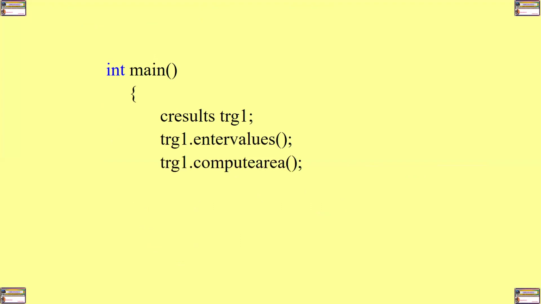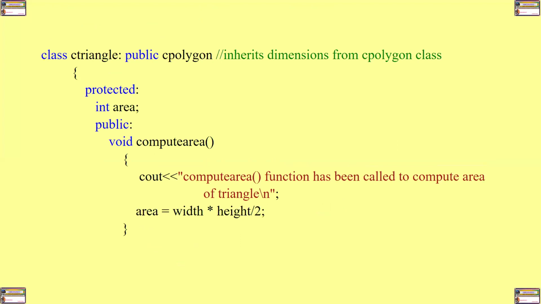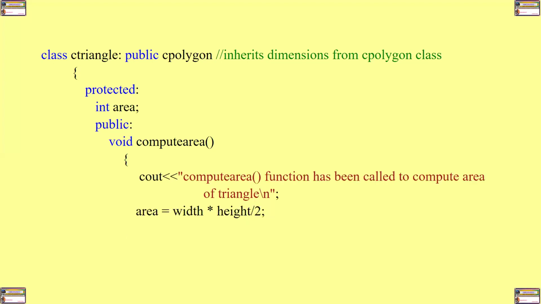This statement is invoking the method called compute area. You can still see that compute area is under the class called C triangle. Through that method, we are able to compute the area. Why? Because this derived class, C triangle, has been given the rights and the privileges to access the members of the class called C polygon, that is the width and the height.